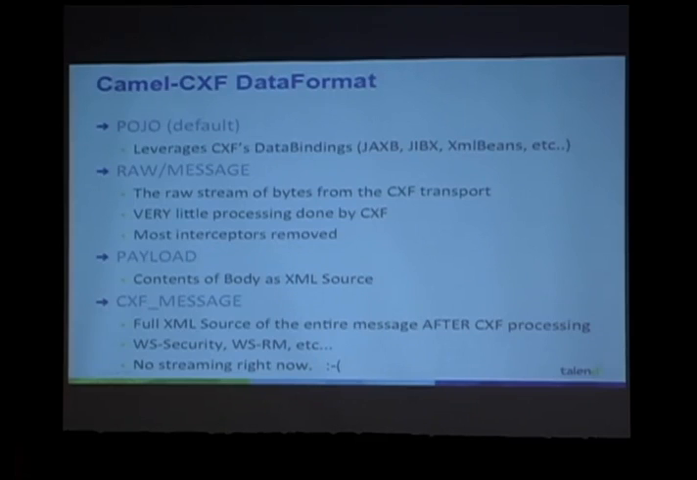it doesn't remove all the interceptors like in the raw mode. So CXF will still do the WS-RM processing. It'll still do the WS-Security processing, stuff like that. But what you get in your Camel route is the post-processed full message. So if you have headers in your SOAP message, they'll still be going through, but post-processing. Your username token will still be there, but if it was originally encrypted on the wire, by the time you get it in Camel, it will be decrypted because CXF will have done that.